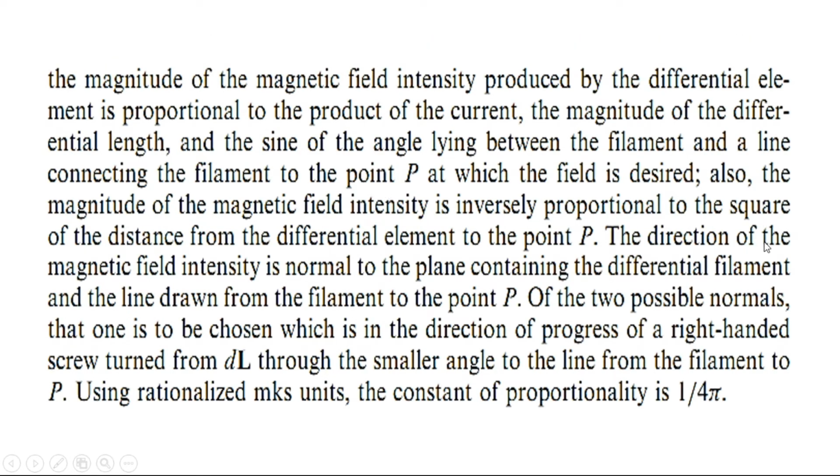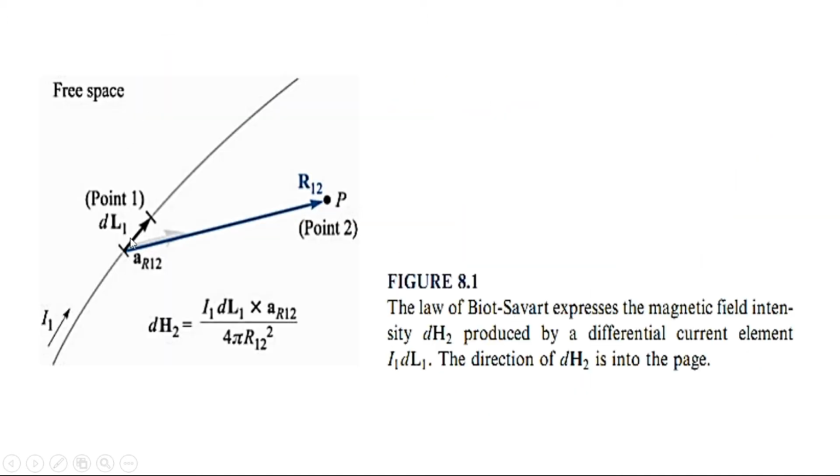The direction of the magnetic field intensity is normal to the plane containing the differential element and the line drawn from the filament to the point P. So the direction of the magnetic field intensity will be normal to this plane, the plane containing the differential element and the line joining the filament with point P.